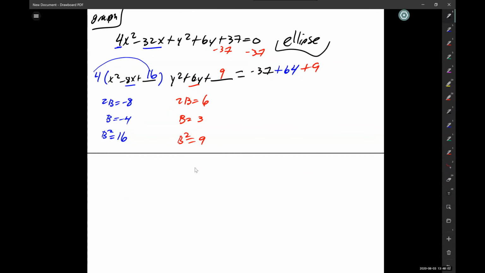Okay, so finishing this up. In blue, we're going to have 4. My value for b is negative 4, so it's going to be x minus 4 squared. Closer. Plus, looking at the y value, the b term had a 3, so it's going to be y plus 3 squared. And on the right-hand side, we have negative 37 plus 64 plus 9, which gives you a value of positive 36.